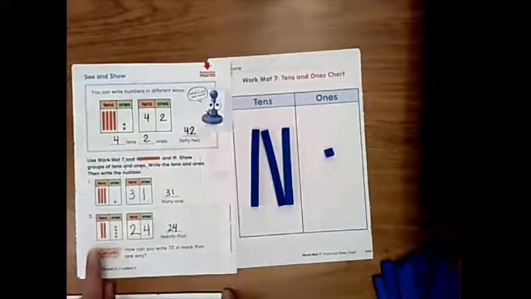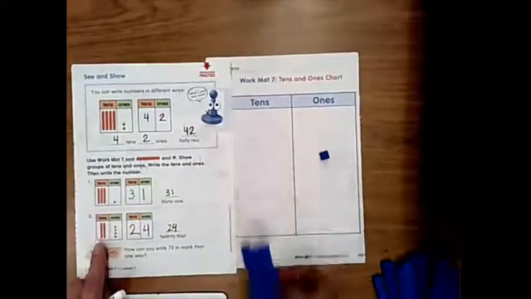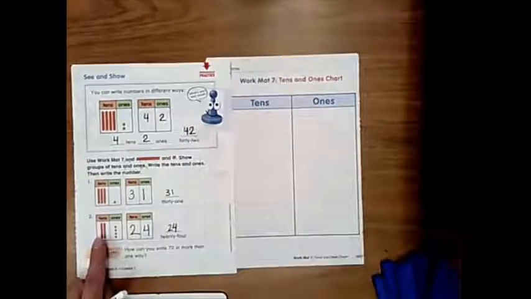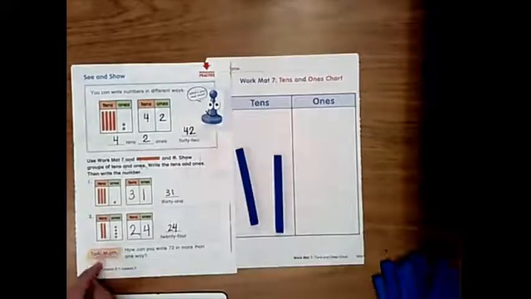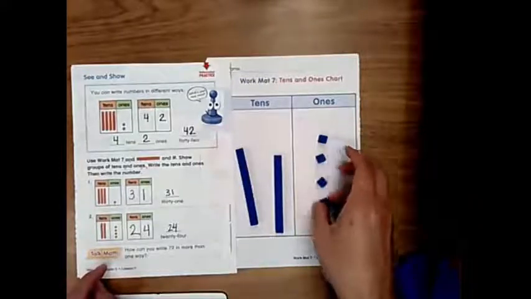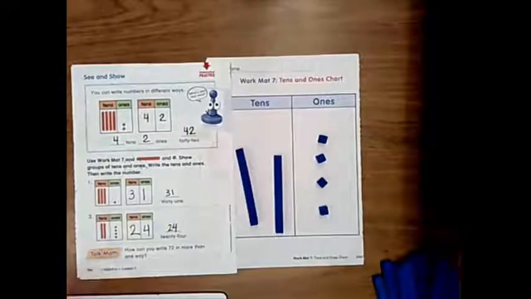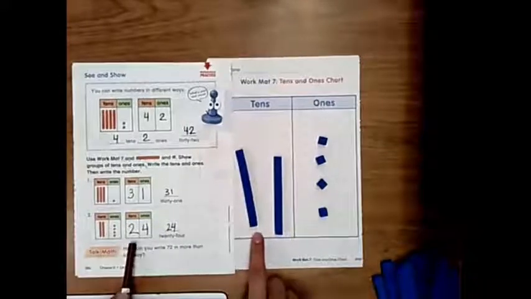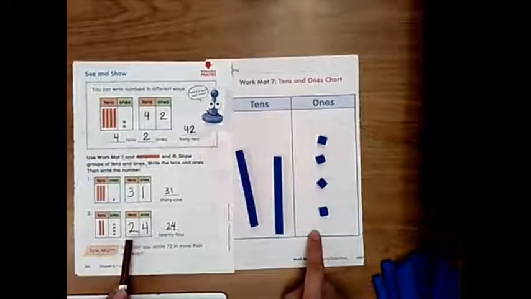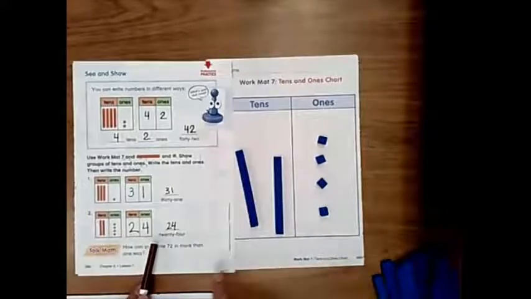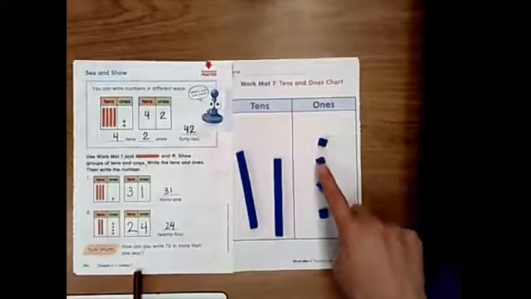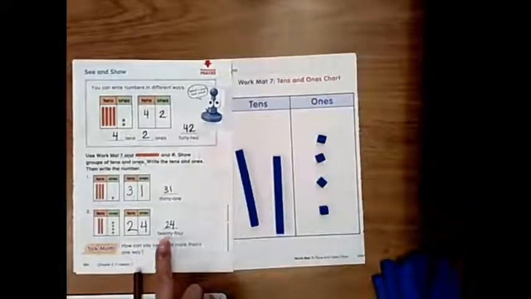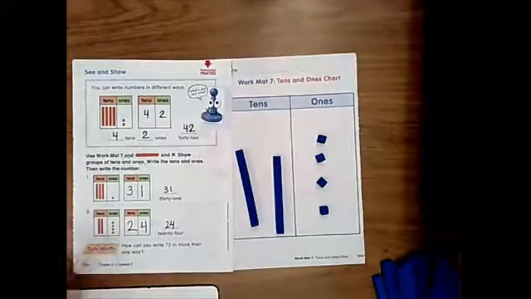All right, so for this one, I have some tens and ones right there. So I have 2 tens, and I have 4 ones. So I'm putting 2 tens and 4 ones right there, and I'm writing the number 2 and the number 4. So that makes 24. 10, 20, 21, 22, 23, 24. Make sure you write down 24.